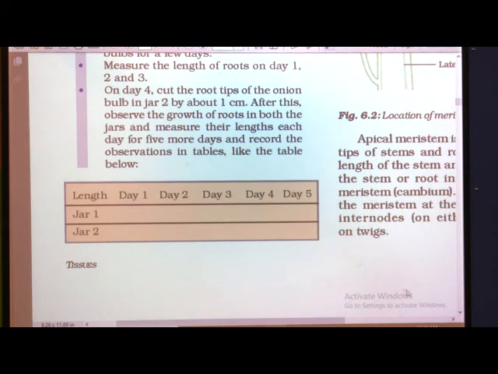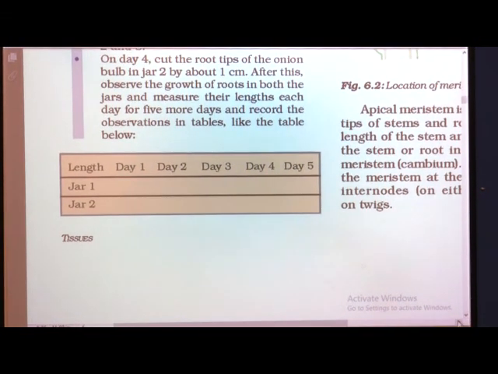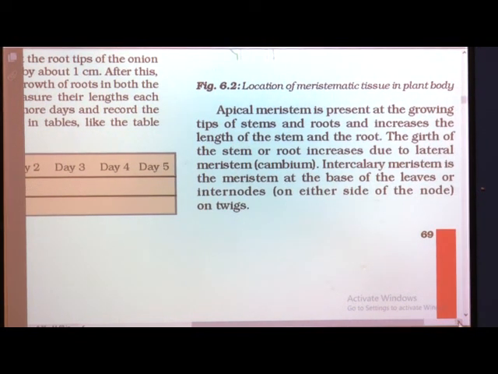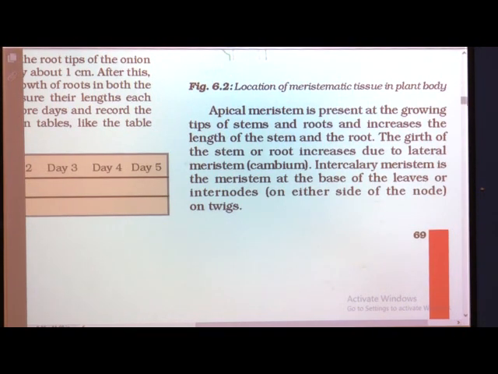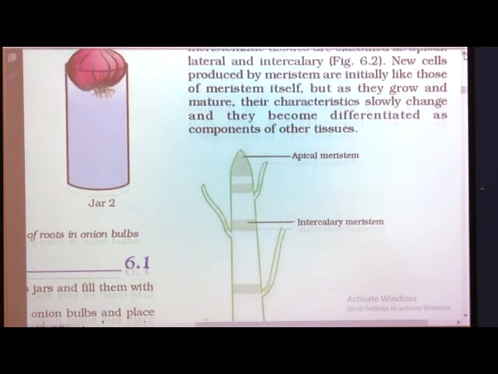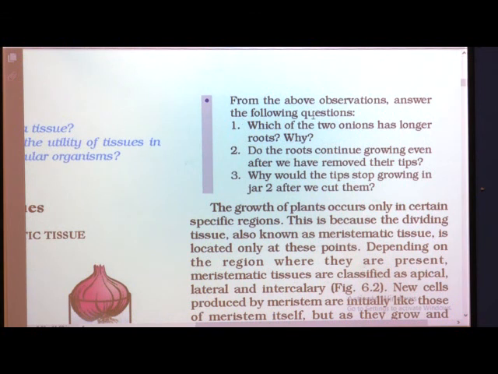Can you guess why the length of roots is not increasing in jar 2 on day 4 and day 5? Yes, there is no increase in the length of the roots. What does it suggest? It means the roots in the second jar have stopped growing, isn't it? The length is not increasing, which means they are not growing. So, from the above observations, answer the following questions.